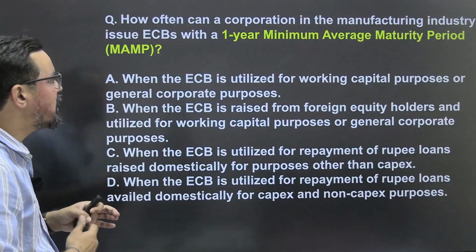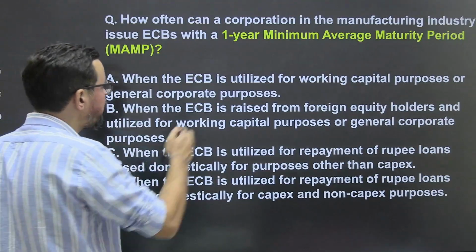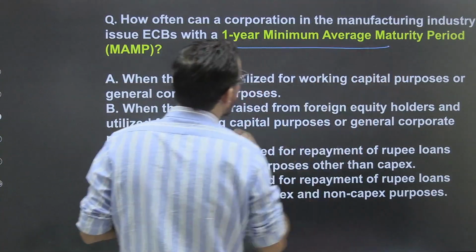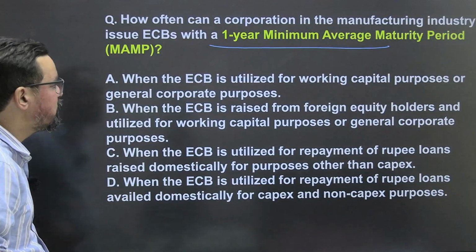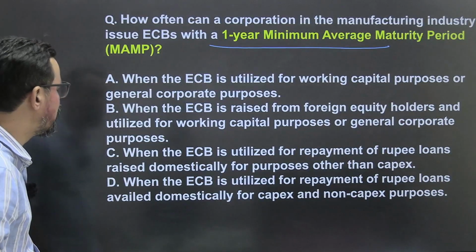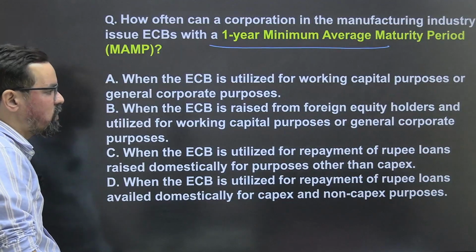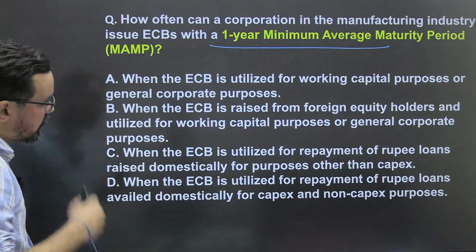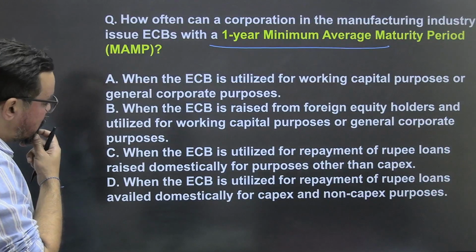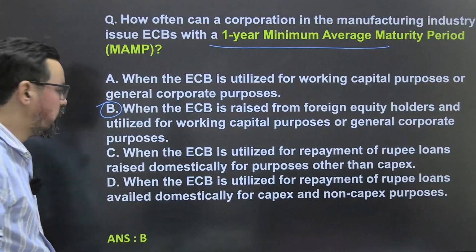How often can a corporate in the manufacturing industry issue ECB with a 1 year minimum average maturity period? So what will be your correct answer? When the ECB is utilized for working capital purpose or general purpose? No. When ECB is raised from a foreign equity holder and utilized for working capital, it can be. When ECB is utilized for the repayment route, no. So option B should be the right answer for this particular one.